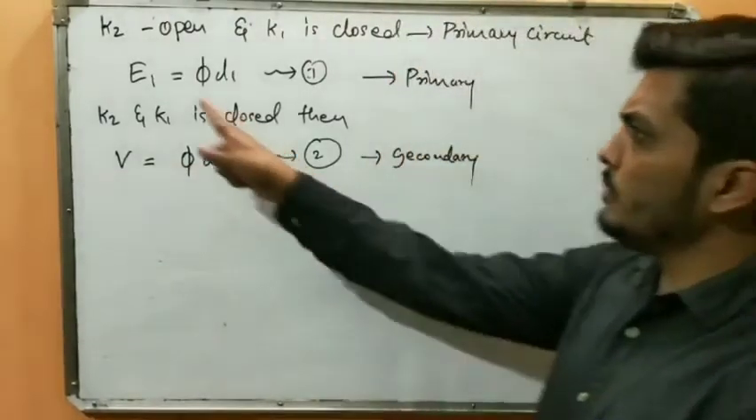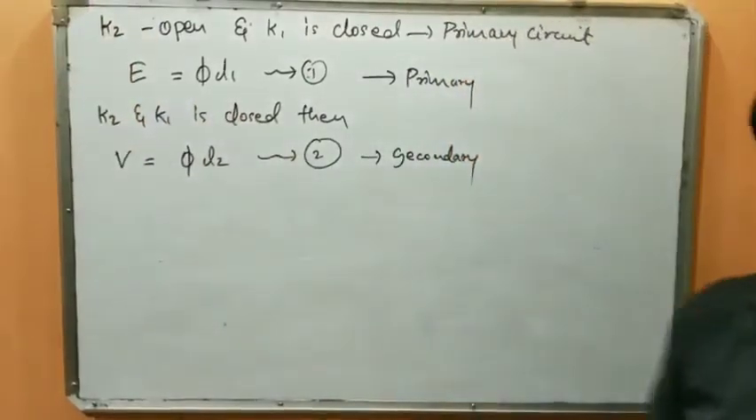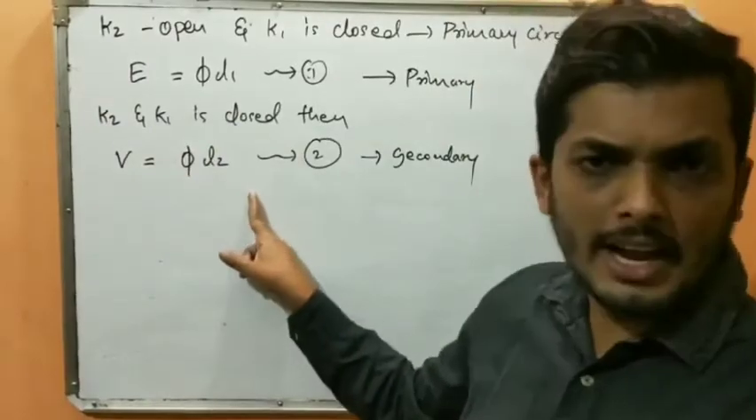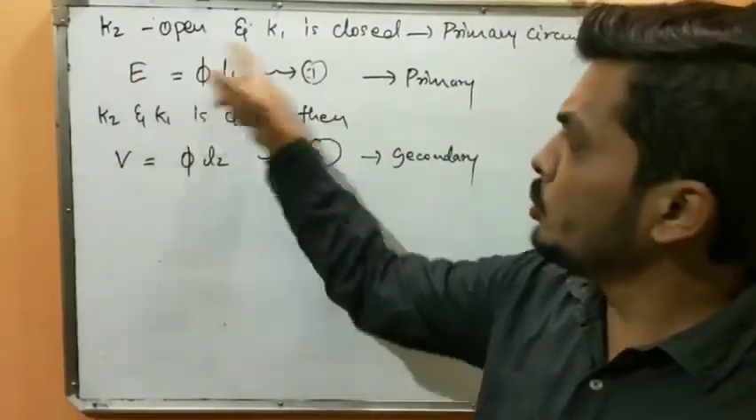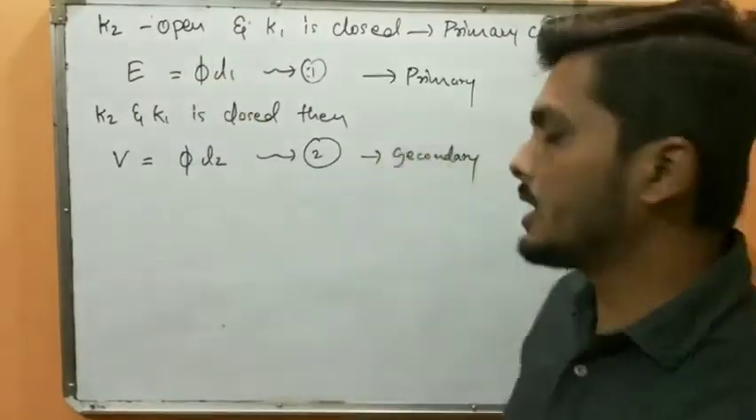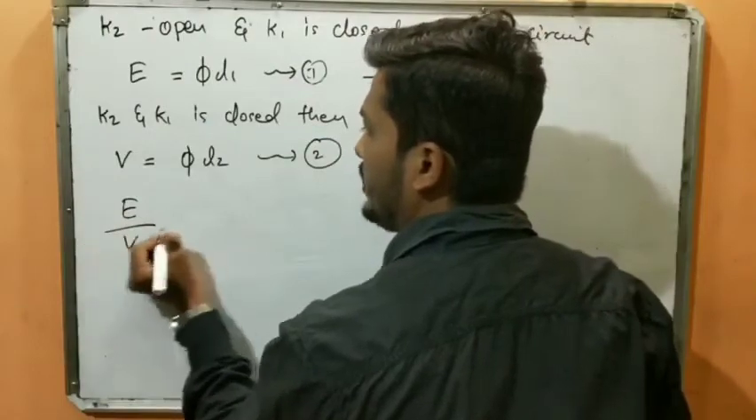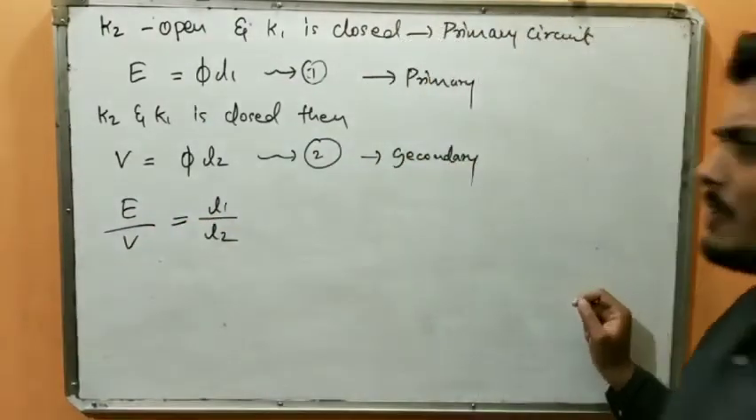So E1 equals phi. I'll just write E now because we don't have two cells. E equals phi L1, V equals phi L2. This is due to the cell and the battery, and this is only due to the battery, which is the primary circuit. Now if I compare this, E by V equals L1 by L2. Yes or no? Because phi gets cancelled.